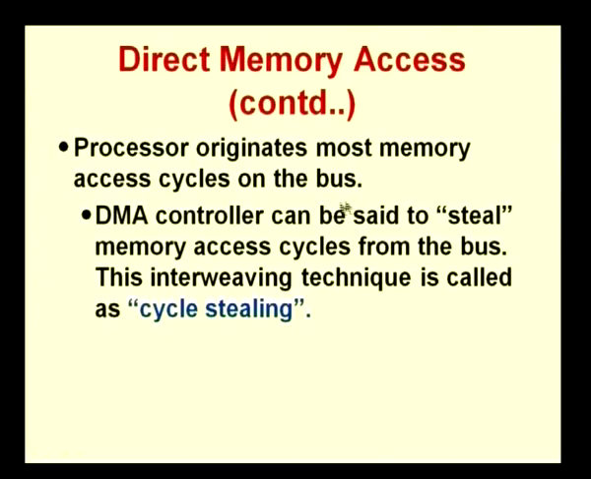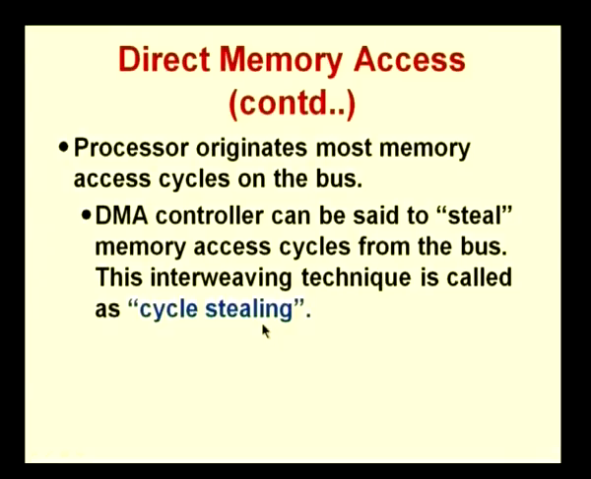In this case, when it works in this particular manner, the DMA controller is said to steal the memory access cycles from the bus. So, we call this interweaving technique cycle stealing. Normally the processor has the bus, but when a request comes from the DMA controller, it just releases the bus for a cycle or for a few cycles, and those few cycles are used by the DMA controller to do a particular data transfer. Again and again, the processor will keep having the bus and the DMA controller will keep requesting the bus, and whenever there is a free cycle, it steals that cycle. So, we call that a cycle stealing mechanism.